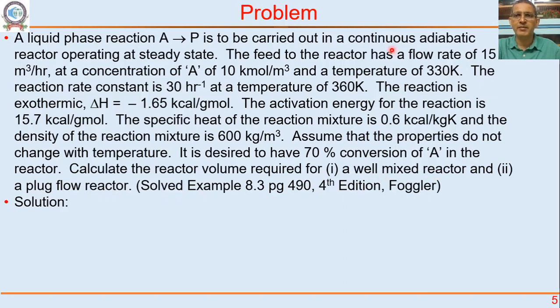So we have a well mixed continuous adiabatic reactor or a plug flow reactor, continuous adiabatic steady state. Okay. This is actually solved example 8.3 on page 490 in the 4th edition of Fogler, so you might want to read that as well. Okay. So pause the video, solve this problem for yourself. Remember, now it's an exothermic reaction. If you have issues, see the book as well, but solve it yourself, then only go forward.